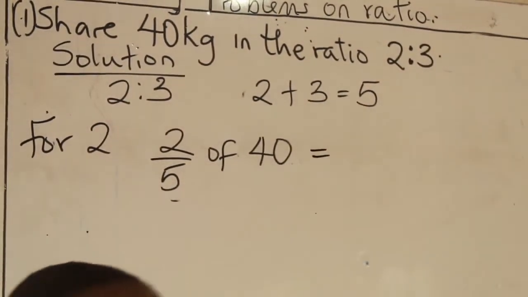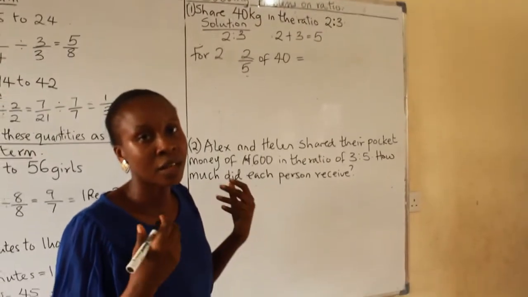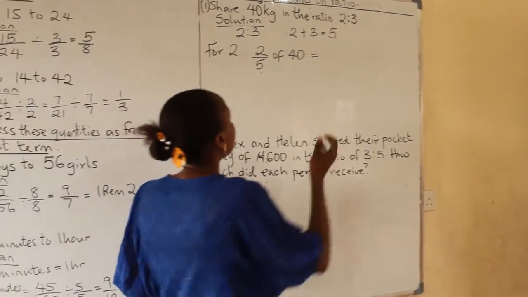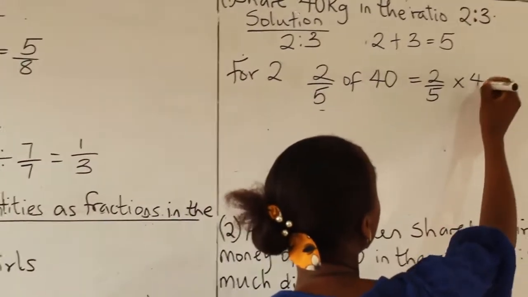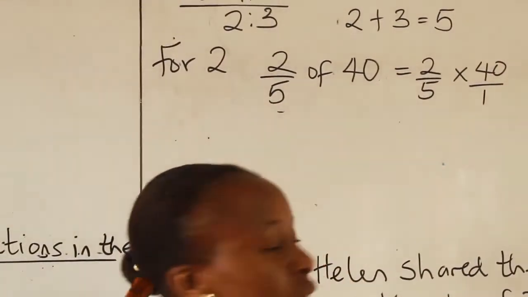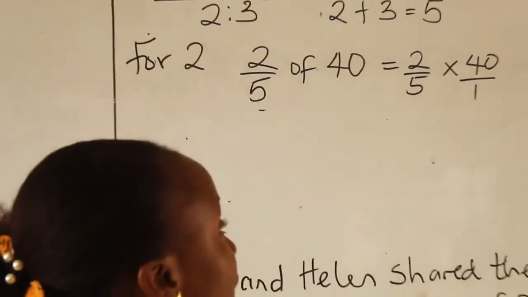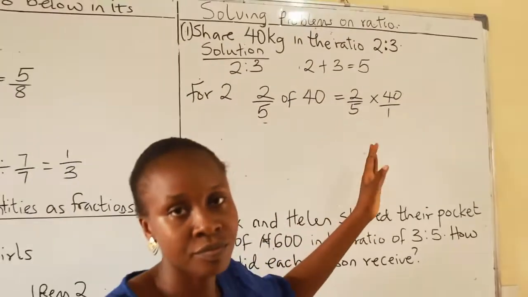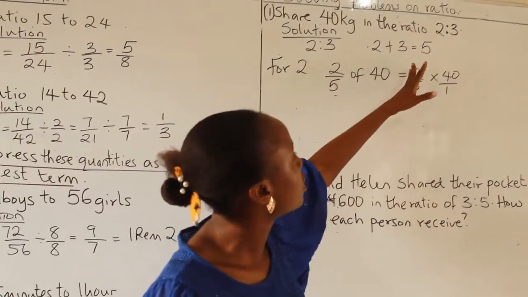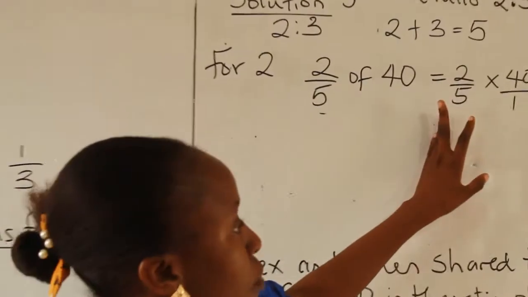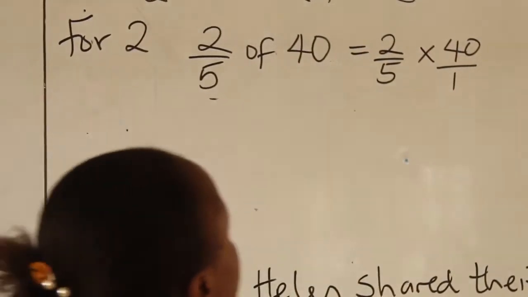And I'm sure you all remember that of in mathematics means multiplication. So we have 2 over 5 times 40 all over 1. 40 divided by 1 is equals to 40. This one is just to make your work uniform, because 2 over 5 is in a fraction form, so we also like the 40 to be in a fraction form. Alright.